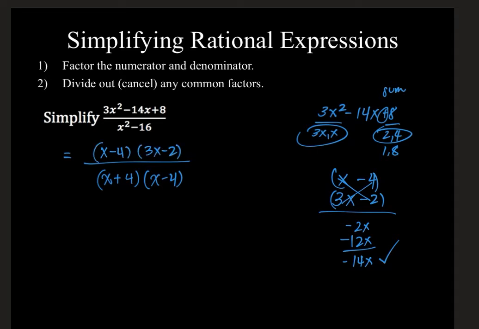From there, I've already done the first step. For the second step, I cancel out any common factors. I see that both the numerator and the denominator have x minus 4, so I can cancel both of those. That leaves me with 3x minus 2 over x plus 4. I always suggest you take one last look to see if there's anything else you can factor out or cancel. There's nothing, so this is our final answer.